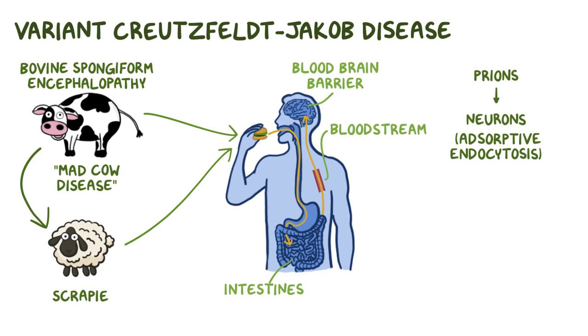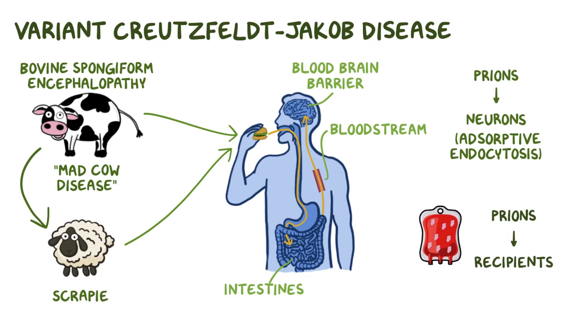Furthermore, since the misfolded proteins are in the blood of individuals with variant CJD, if they try to donate blood, the prions can get transmitted to recipients of the blood, which can spread the disease. In fact, people in the UK who have received a blood transfusion since January 1980 are banned from donating blood for that very reason.